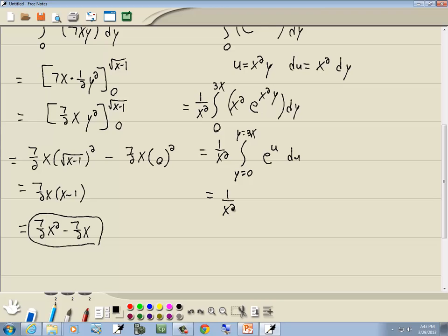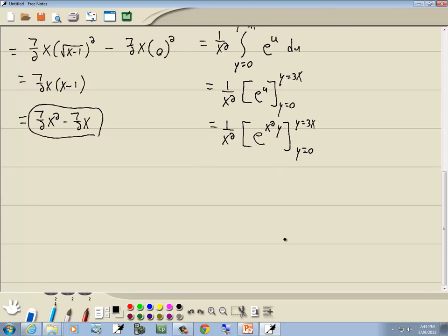Again, I already said that if we had e to the u, the integral of e to the u is e to the u. And that's going to go from y equal to 0 to y equal to 3x. Now I need to replace the u before I plug in these values. Remember up here we said u is equal to x squared y. So this becomes e to the x squared y. Oftentimes I'll leave these y equals here, or x equals as the case may be in the problem, just so we keep in mind what we're substituting in.